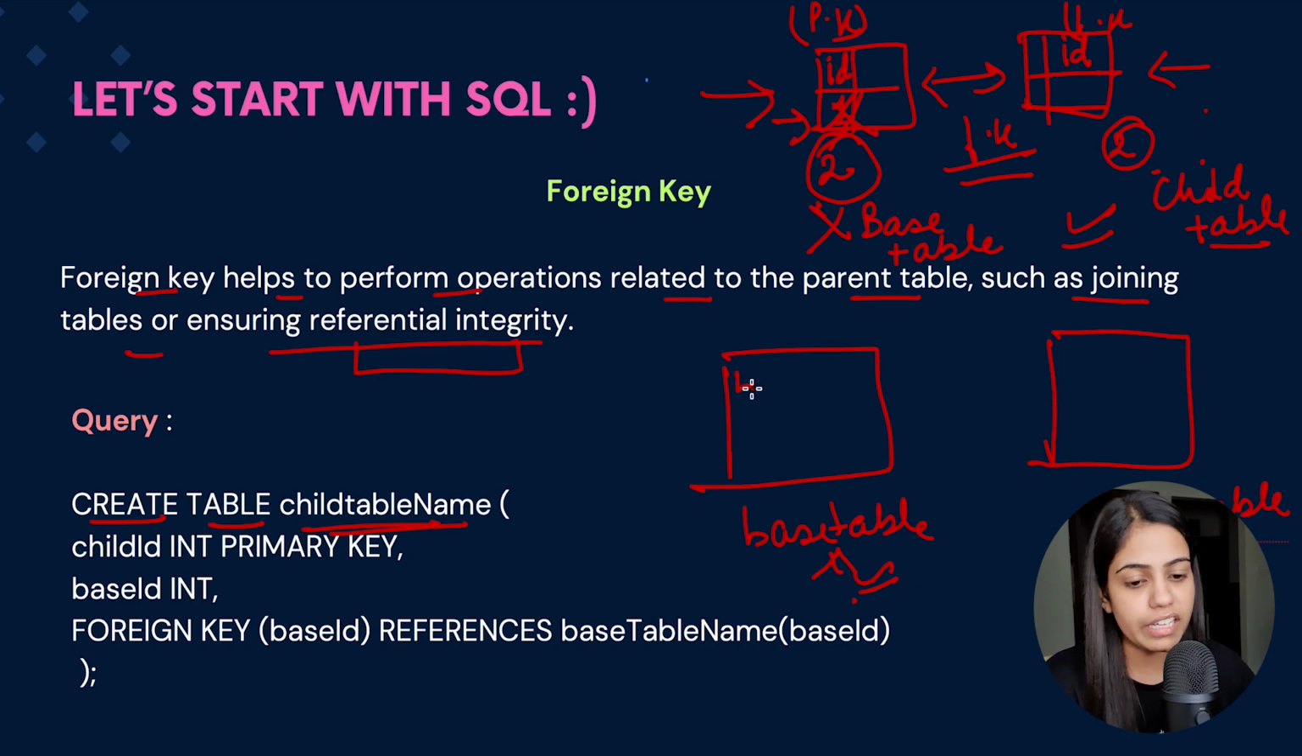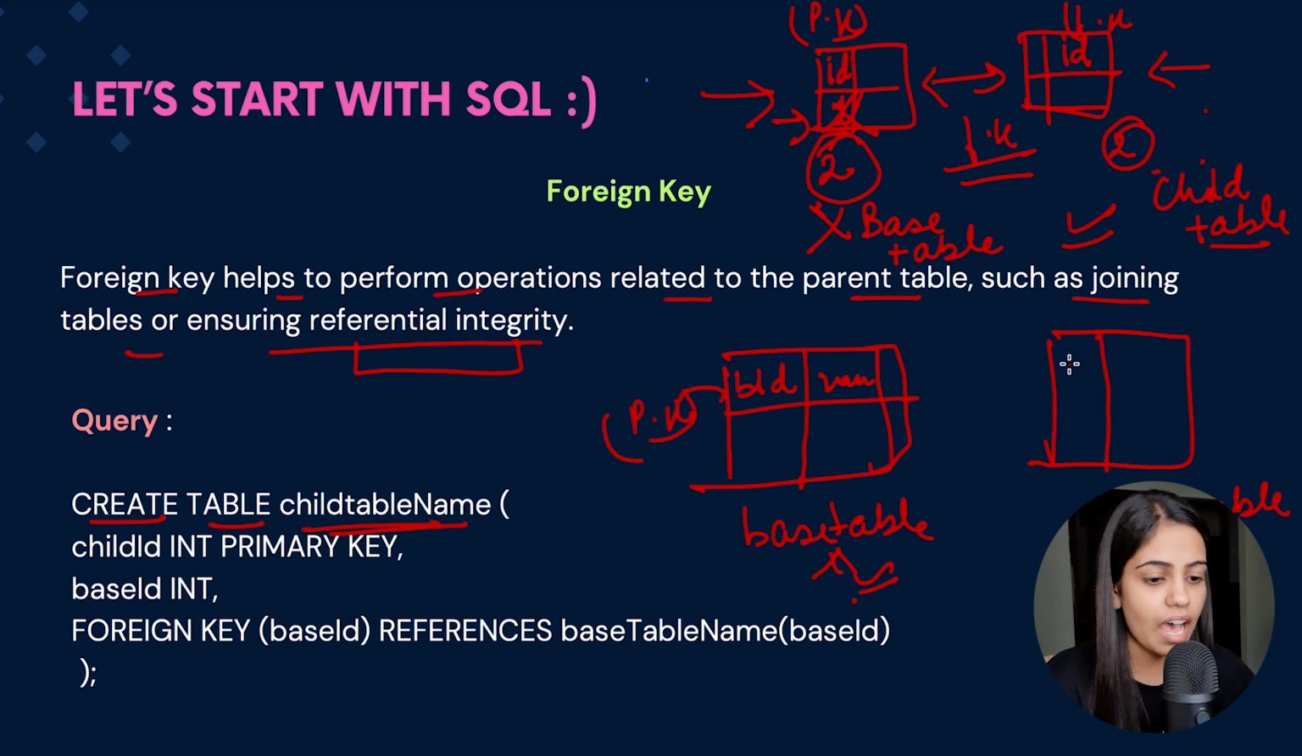Now this particular table has base ID, consider name and other parameters, and here base ID is acting as a primary key. This particular child table has its course ID, and it also has a base ID, which is acting as a primary key in another table. So this is a foreign key which is referencing the primary key of another table.